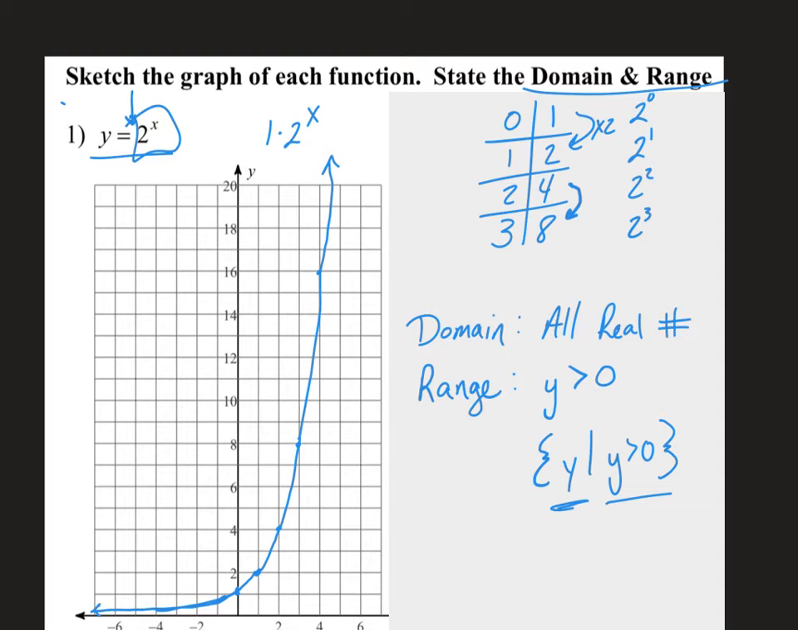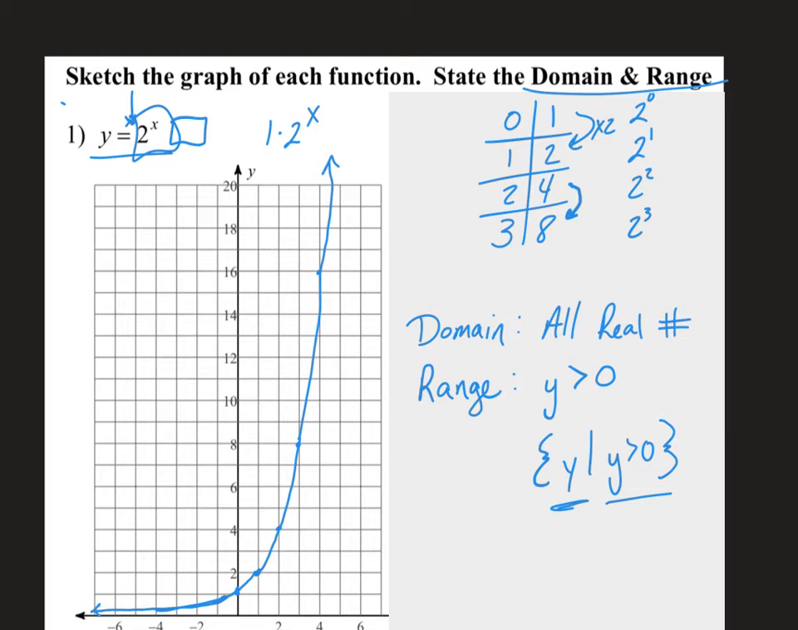I prefer to get domain and range visually on these, but your range is going to be whatever value is being added to your function. In this case, that would be 0. That's why it's what it is.